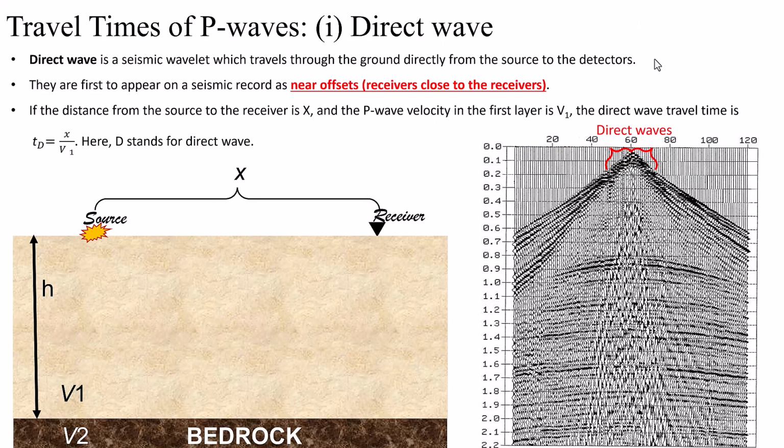The first wave type that we see on a seismic shot record is direct waves. Direct waves are those waves that travel directly from the source to the receiver, and the travel time of the seismic wave is given by this equation: T_d equals x over v1, where v1 is the velocity of the medium. So when we look at a seismic shot record, the first group of waves that we see can be interpreted as direct waves, and they usually appear as first arrivals at near offsets.